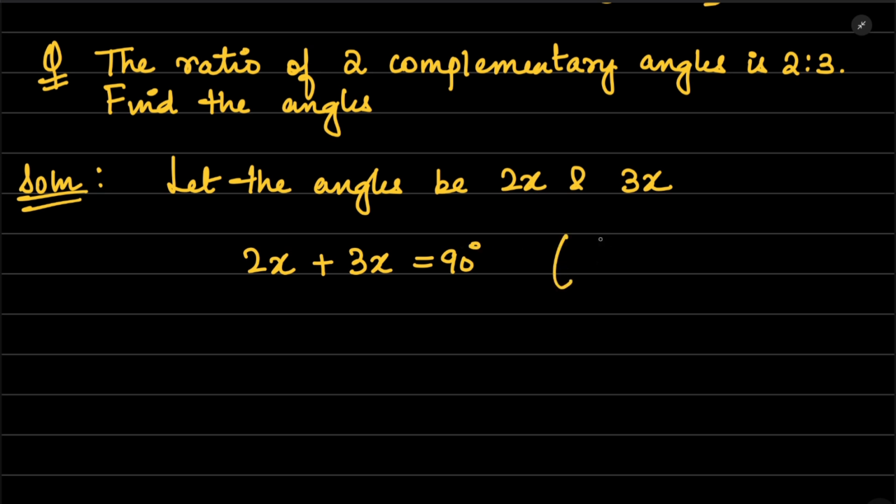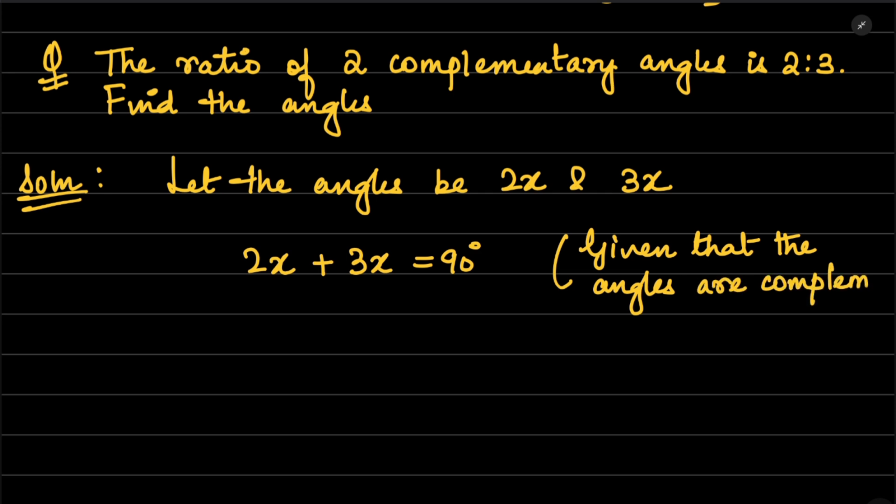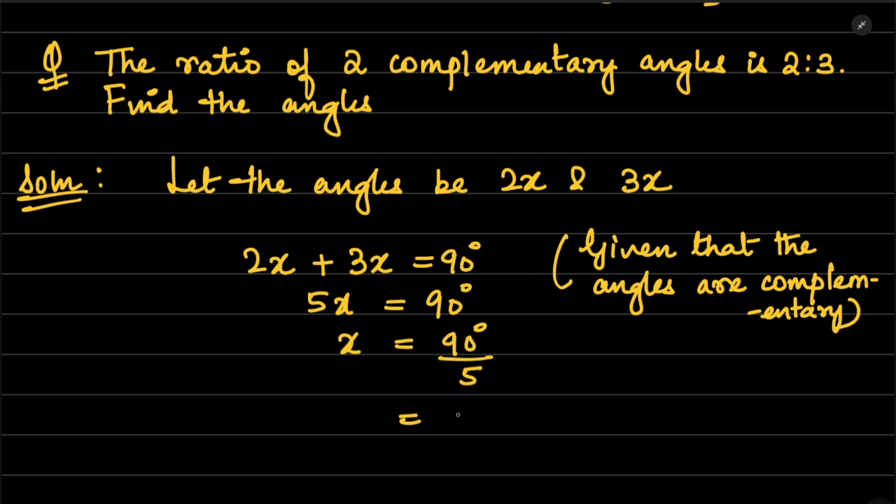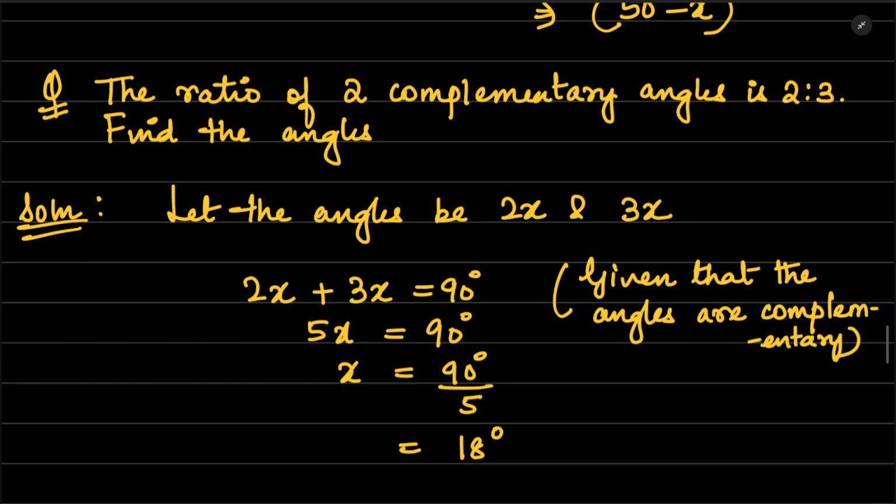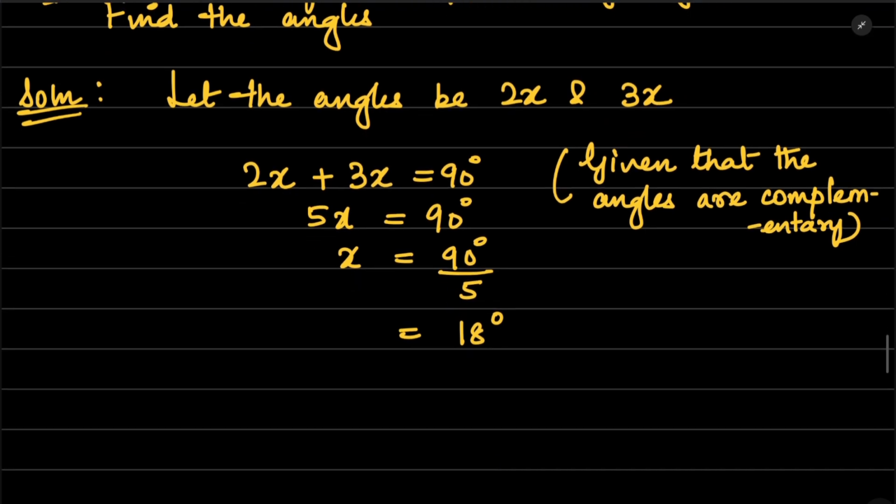You have to write the reason, because it's given that the angles are complementary. So 5x equals 90 and x is equal to 90 divided by 5, which is 18 degrees. x is 18, but that's not what is asked. What is asked is to find the angles. The angles we have assumed as 2x and 3x, so just substitute and write.